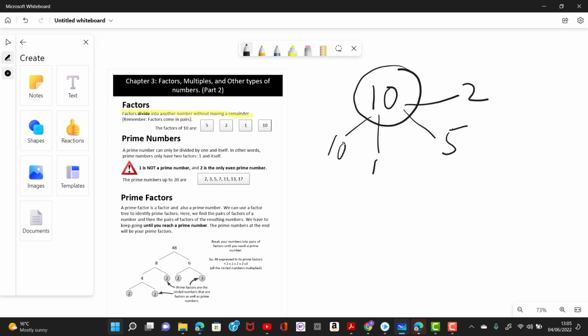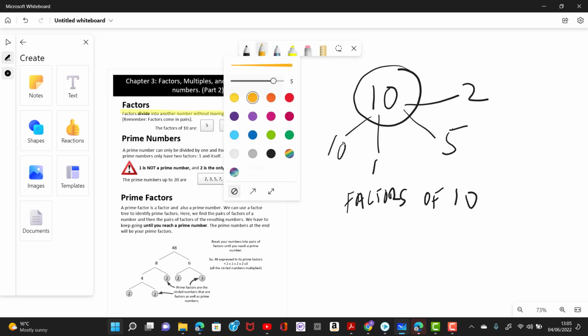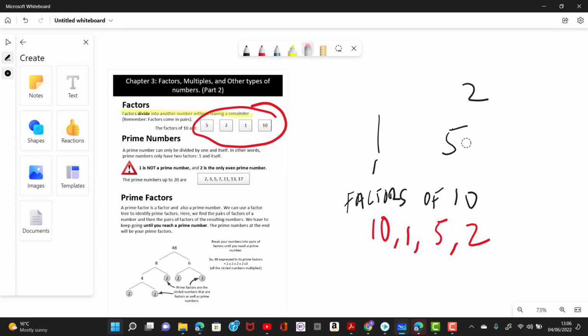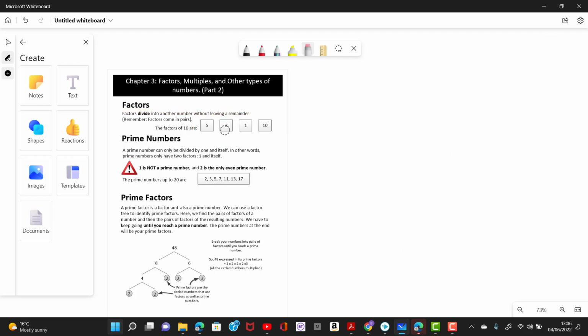So the factors of 10 are the ones on the spider legs. So let's do 10, 1, 5, and 2, which is what they've got there. Okay, that's easy. Factors. So always do a spider diagram to help you, and then that's straightforward, and you'll be able to understand what factors are.